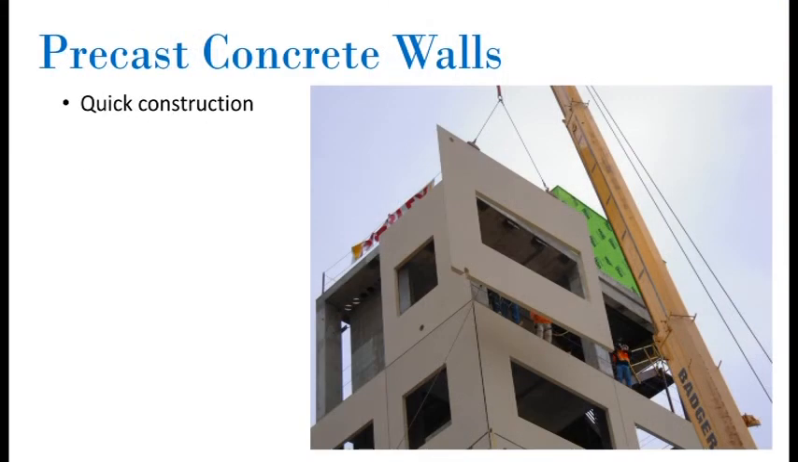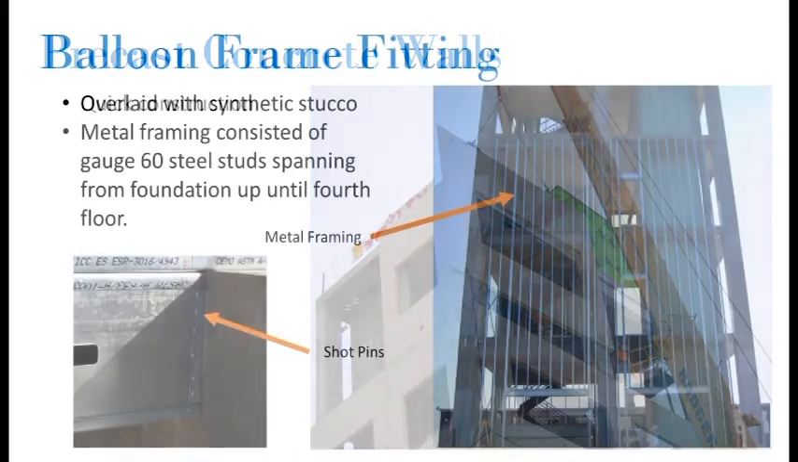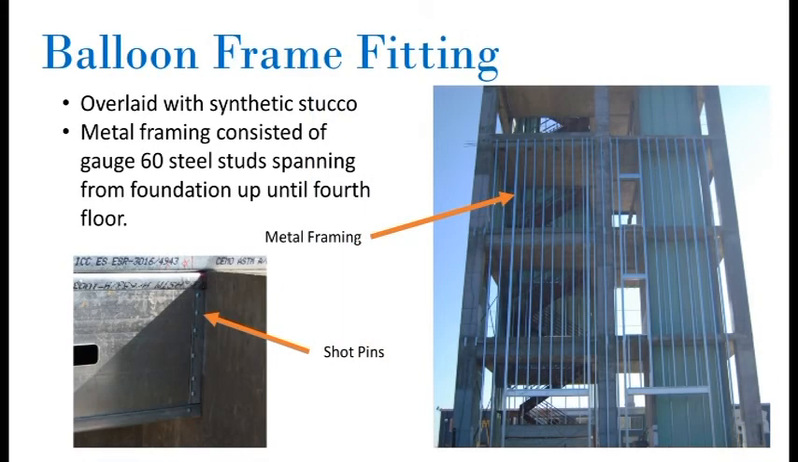In contrast, the precast concrete walls only required a few days to install since they were constructed off-site and were ready for lifting and fitting once they arrived. The first 3 levels of the 5-story building were fitted with balloon framing overlaid with a synthetic stucco.